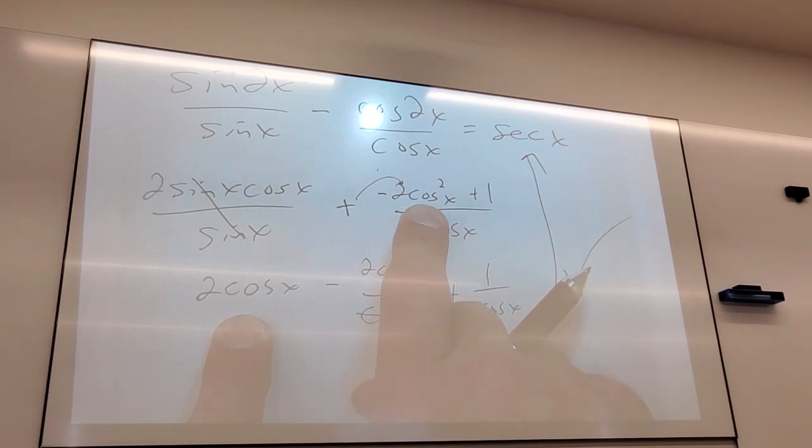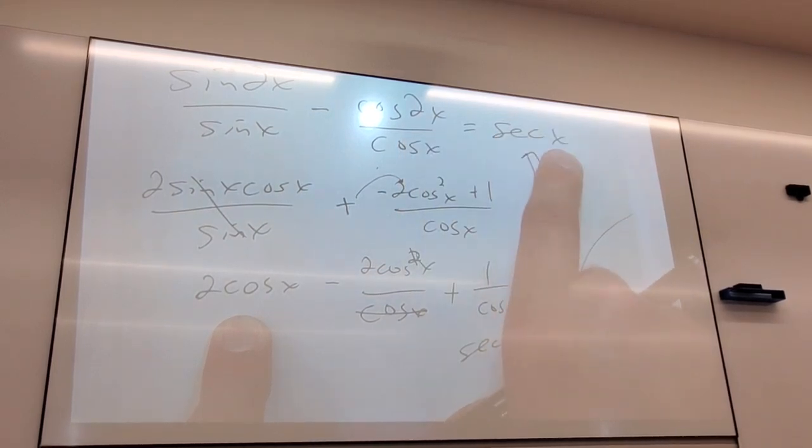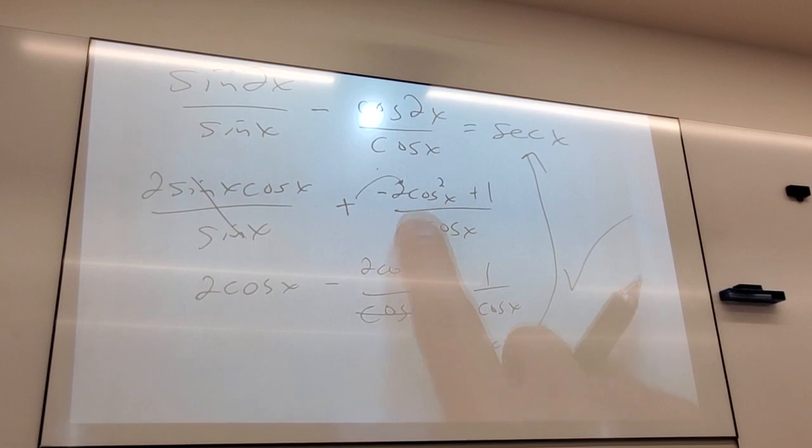Can you say that again? So there are 3 options for cosine 2x, right? 2 of the options have a sine in them. I don't want any sines, so I just picked the one option that didn't have any sines in it.